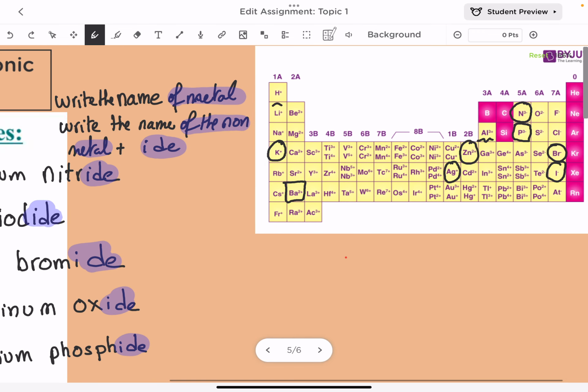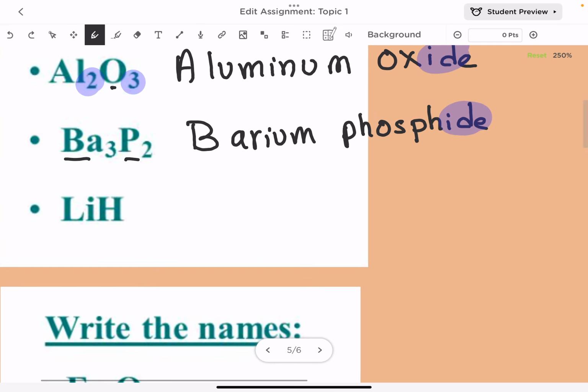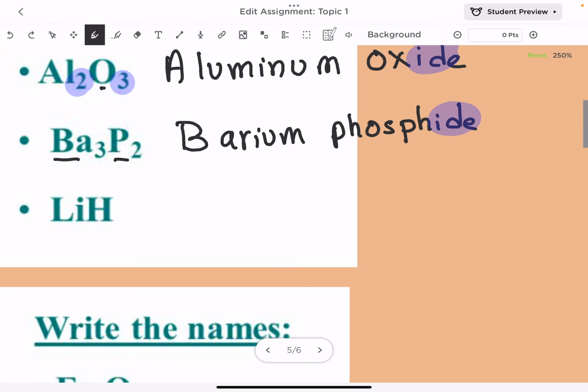Finally, the last one, Li having a fixed positive charge and hydrogen next to it, playing the role of a non-metal, accepting the electron from lithium. So the name is going to be lithium, and instead of saying hydrogen, we will write hydride.